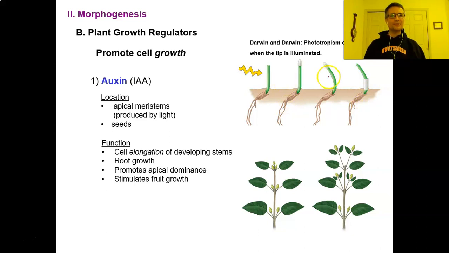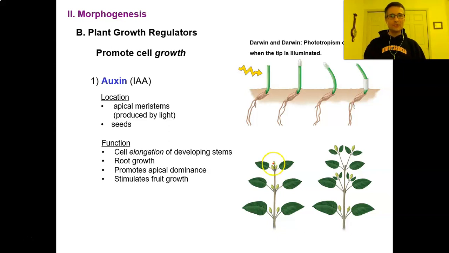And so this led the Darwins to hypothesize that there was some sort of compound being produced in the apical meristem that was being transmitted further down the seedling, causing the cells on this back side, this non-illuminated side of the seedling, to get bigger. And as these cells on the back side got bigger than the cells on the front side, these bigger back cells were pushing the whole seedling towards the light.